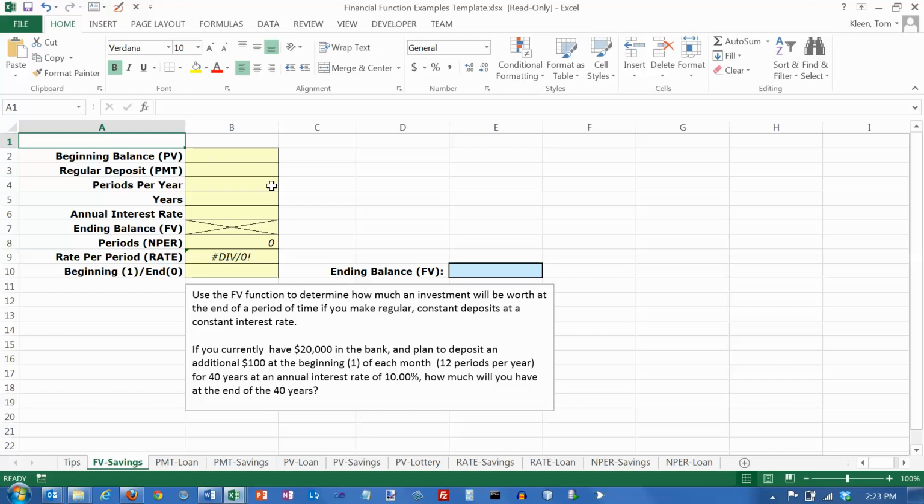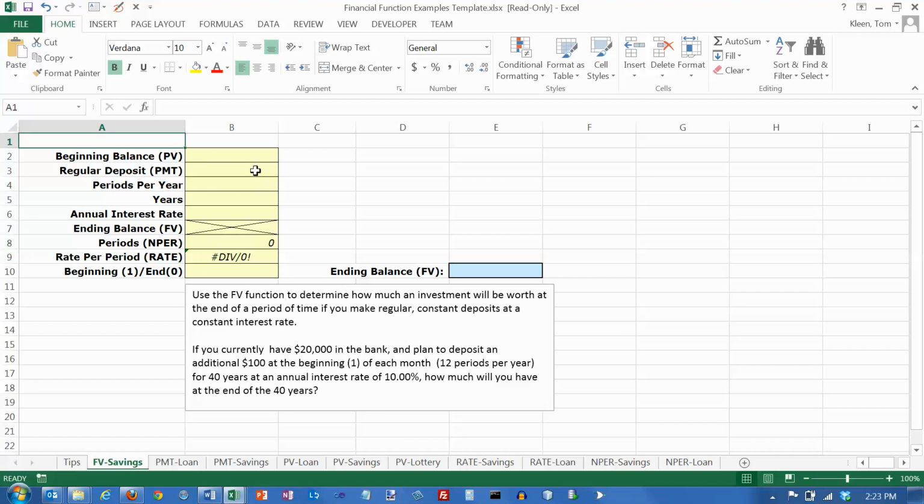And the other one is that if you make payments, you make the same payment amount over every compounding period. And if you follow those two restrictions, then you can use the future value function to figure out how much money you'll have at some point in the future.